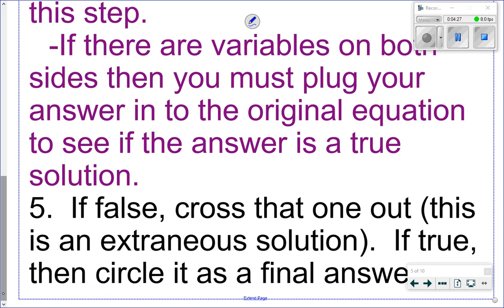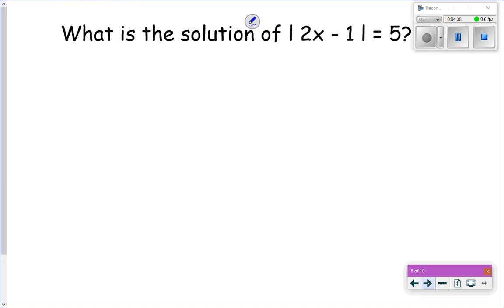And then if an answer isn't true, you're going to cross that one out. That means it's an extraneous solution. And if it is true, then you're going to circle it as your final answer. Okay, so that was a lot of information, but now we need to just jump in and do some examples.